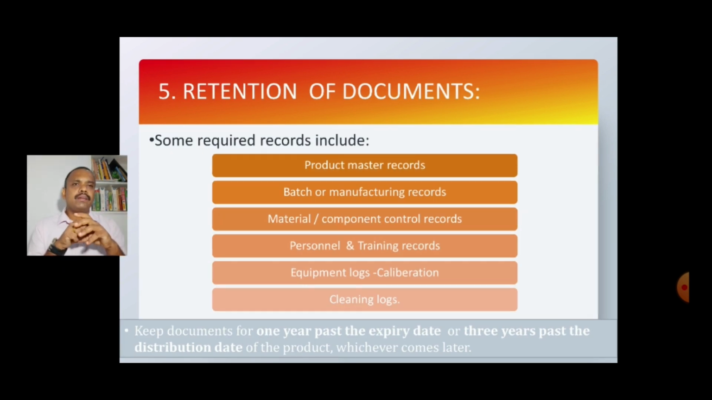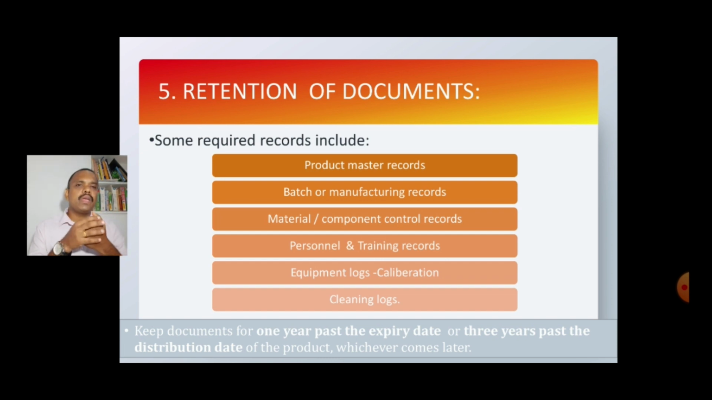So what are the different kinds of documents that we need to retain? One is the master record, the product master record, the batch and manufacturing records, material and component control records, personnel and training records, equipment logs, their calibration details, and the cleaning logs. These are some of the essential documents that we need to maintain.